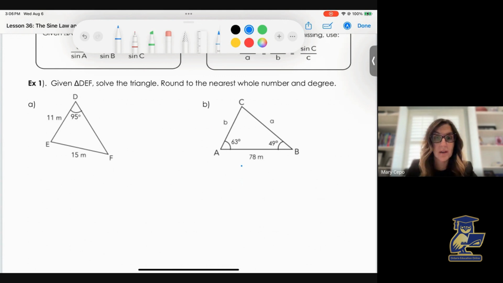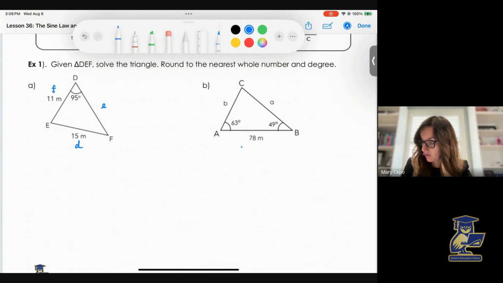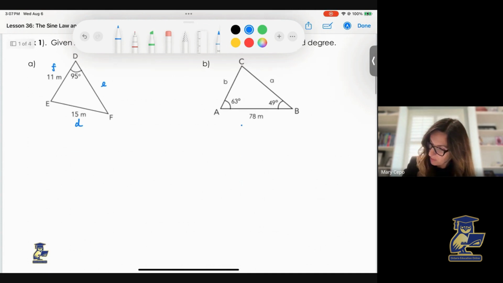Before we can even start using the sine law, we do want to make sure we label all sides and angles properly. The triangle has all the angles already labeled, so we have to make sure to label the corresponding sides. Opposite of angle D would be side d, opposite of angle E would be lowercase e, and opposite of angle F, lowercase f. So that is very critical. We do that first. Then we would set up the ratio.